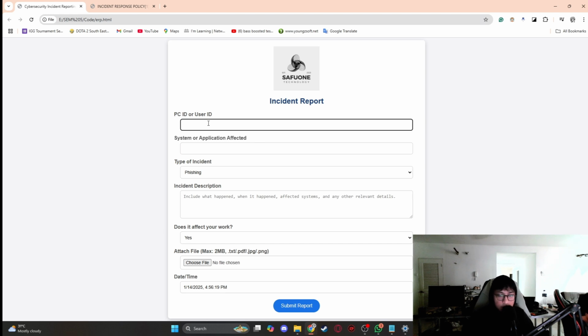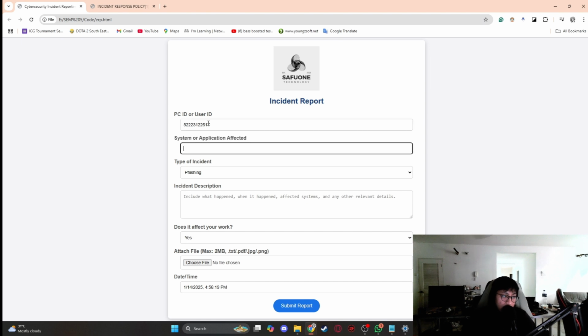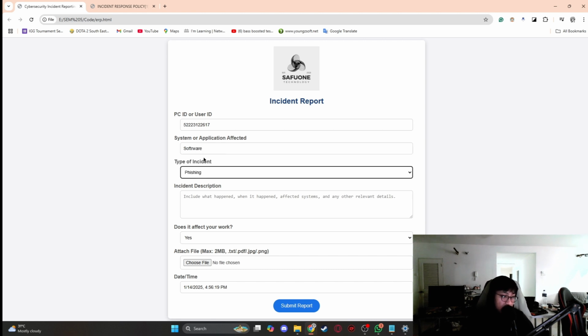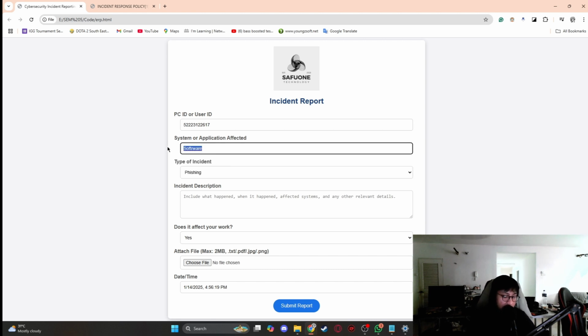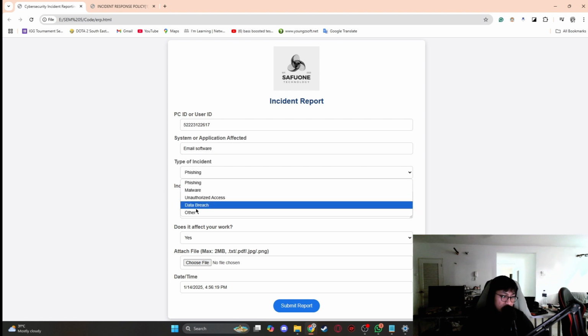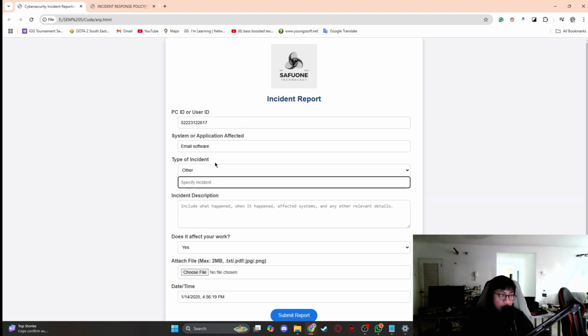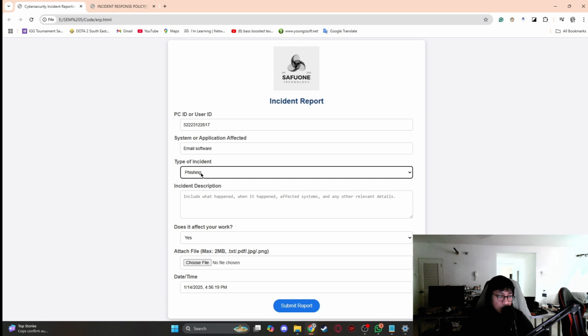So again, just input the user ID and system affected. So let's say it is the software, and okay, maybe we can say like email software. So make the type phishing. If it was any other incident, there's always the other option and you can specify the incident. But for now, we will start with phishing and incident description.